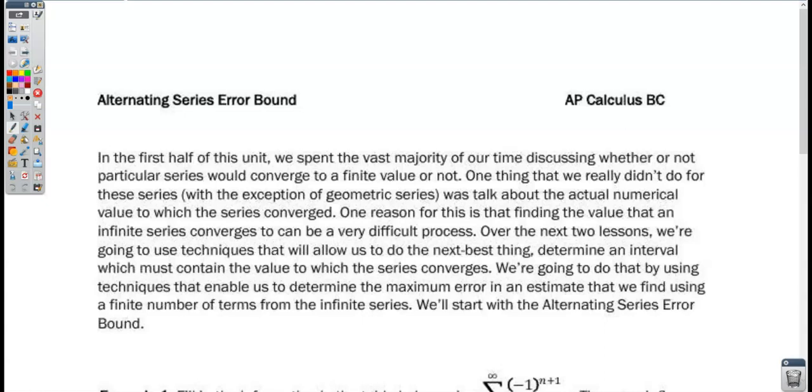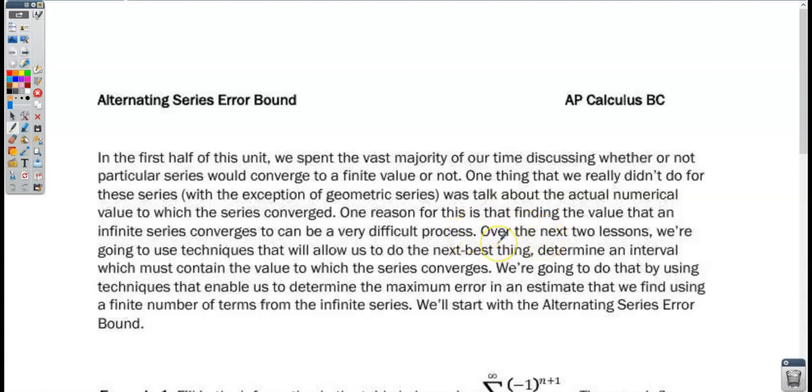All right, so just a kind of a recap here, a lot of big text scrawl for you here. In the first half of the unit, we spent the vast majority discussing whether or not particular series would converge to a finite value or not. Something that we didn't really talk about was what those series would converge to, with the one big exception of geometric series, where we had that formula to find the sum of those. One reason for this is that it's very difficult to actually find the exact numerical value that an infinite series converges to, or it can be difficult.